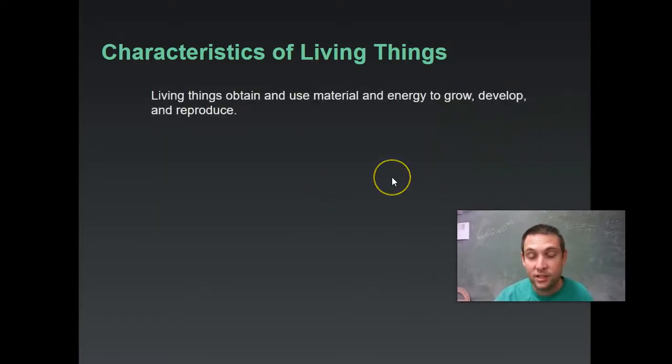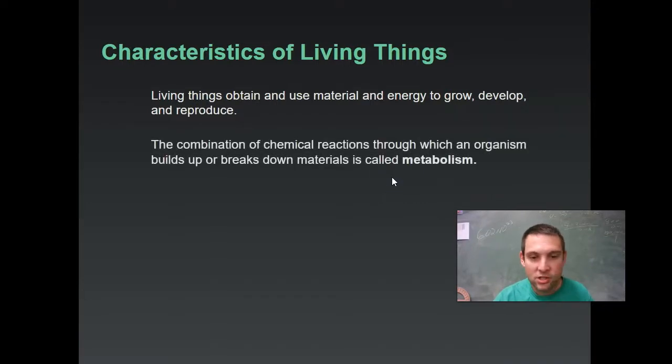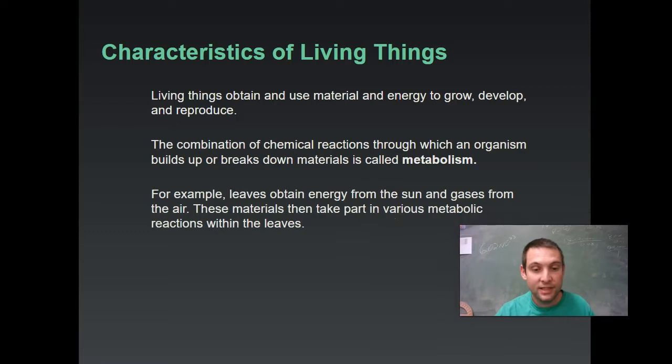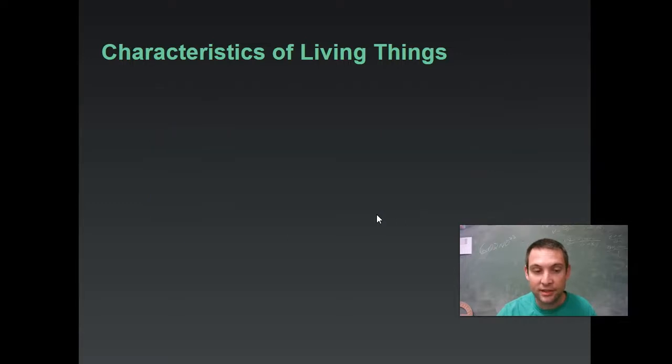Living things obtain and use material and energy to grow, develop, and reproduce. The combination of chemical reactions through which an organism builds up or breaks down materials is called metabolism. For example, leaves obtain energy from the sun and gases from the air. These materials take part in various metabolic reactions within the leaves.